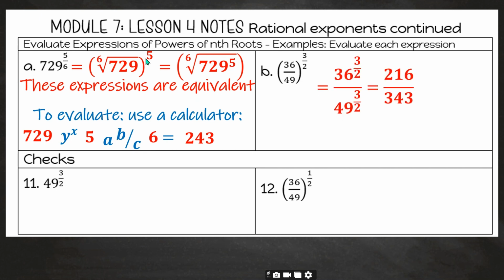Similarly, if you had 36 to the 3/2 power, you're going to do 36 to the 3/2 in your numerator, 36 to the 3/2 in your denominator, and you would get 216 over 343. And then you're going to try checks 11 and 12 on your own. Use your calculator or your Desmos calculator. And when you do, you should get the answers 343 and 6/7.